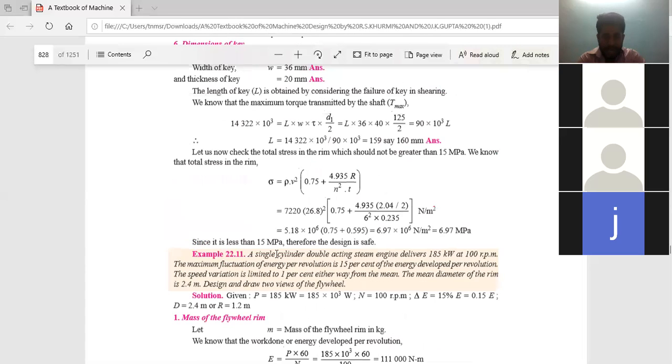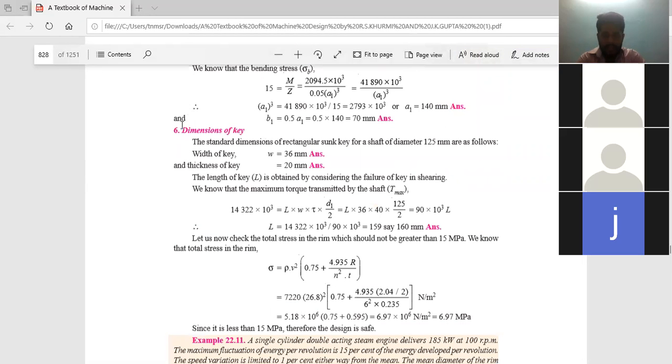Last portion is the dimensions of the key. That is what I need to find out. Now, for this key part, the data book will be given to you because there are different types of keys available in the data book. So, which key will I choose? On the basis of diameter, I will choose the rectangular sunk key.